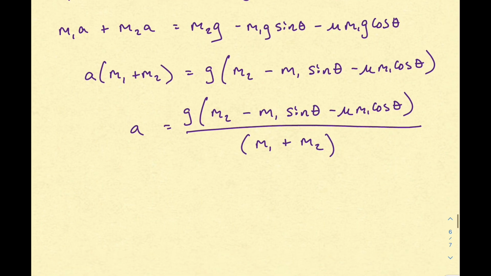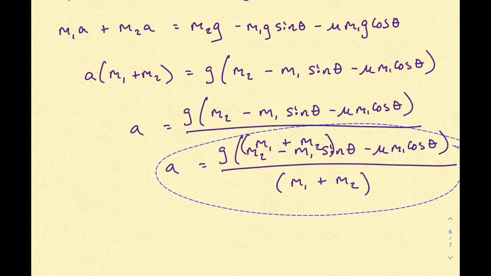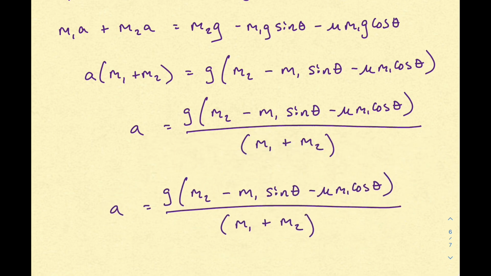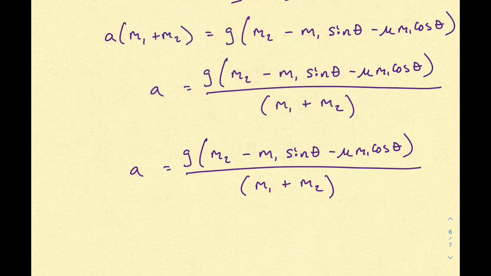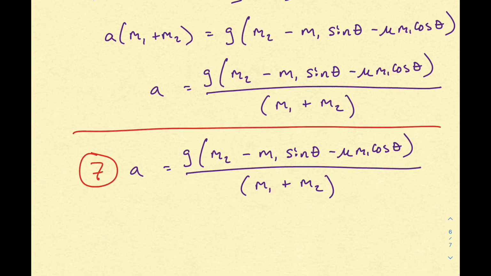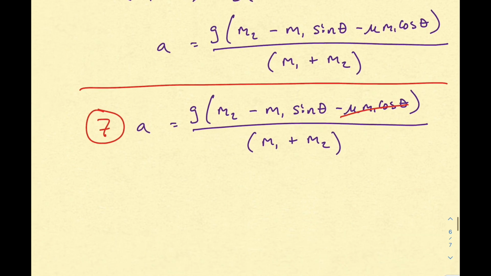What a mess. Okay, so for number 7, we can do the following. So this is again a generalized version. But now specifically for number 7, what happens? For number 7, mu is equal to 0, so this term goes away. And for number 7, M1 is equal to M2. Therefore, we can drop all of these subscripts.